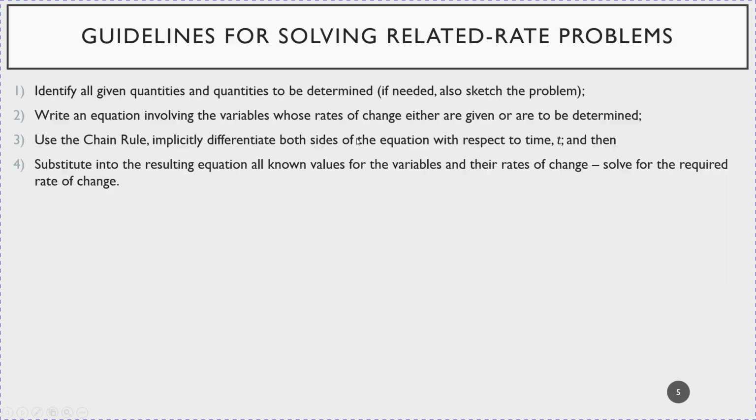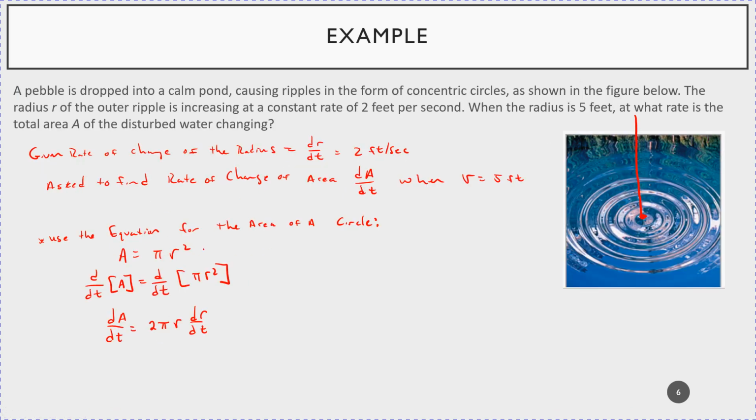Well, now let's see what happens. Substitute in the resulting equation all known values for the variables and the rates of change. Well, look, r, we know r is 5 feet. And look at this, we know dr/dt is 2 feet per second. So this is 2 pi, r becomes 5 feet, dr/dt is 2 feet per second.